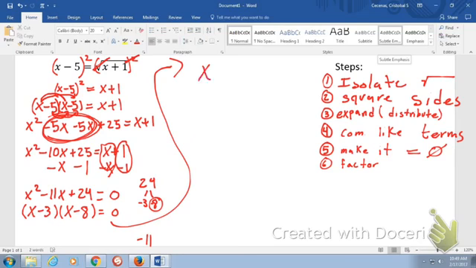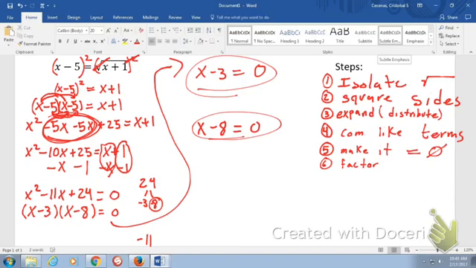x minus 3 is equal to 0, right? I got my first equation from here, and I can make this right here equal to 0, and then I'm going to make this one do the same. So we have the other one, x minus 8 is equal to 0. And then we solve individually. We solve this equation and then this equation.